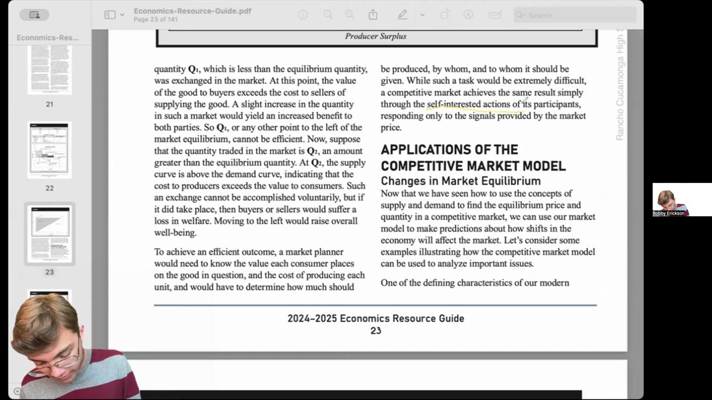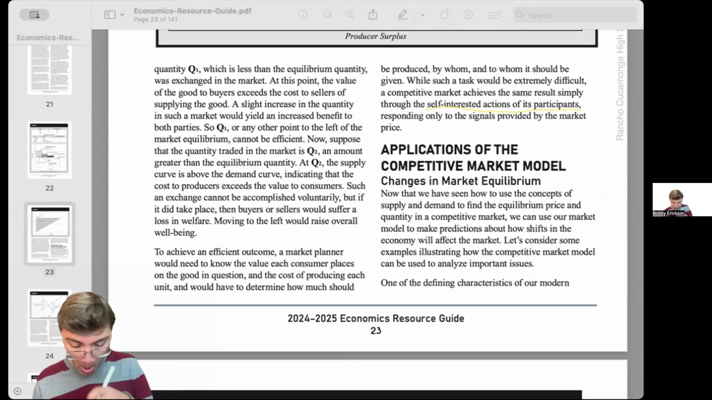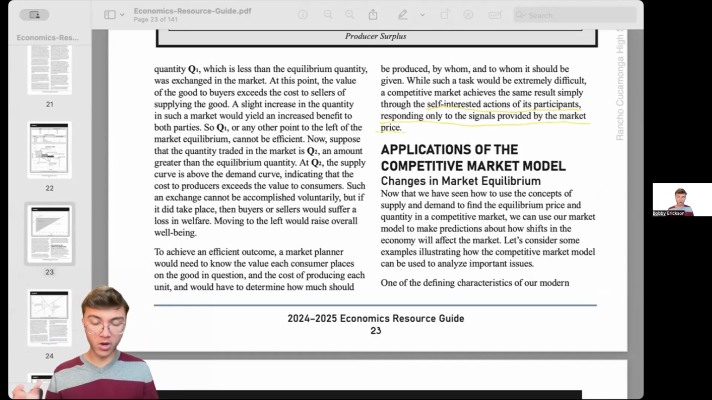So in self-interest, we only respond to signals provided by the market price. The market price, remember, signals what consumers value the good at, and what the producers' opportunity cost for producing that amount is.